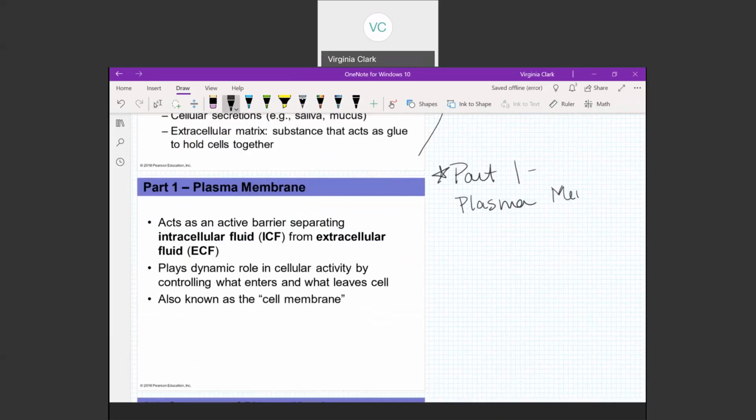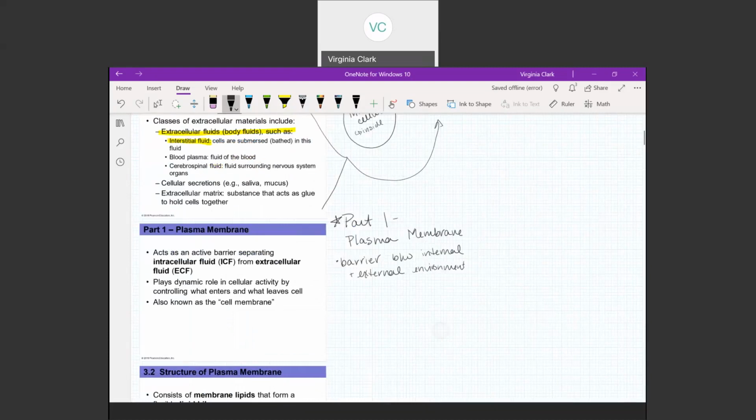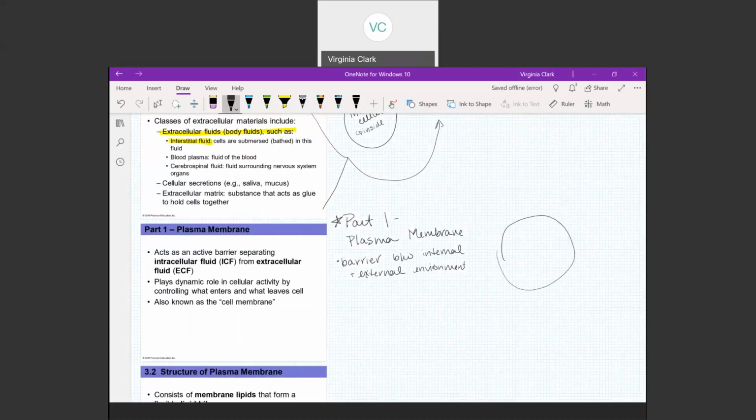So when we're talking about the plasma membrane, we are talking about the barrier between out and in. So it is the barrier between the internal environment and the external environment. So it will separate the outside versus the inside. And the way it will actually do that is, here's my barrier. You will have fluid on the inside that is going to be called intracellular fluid, and then you will have that fluid on the outside, which is the extracellular fluid.